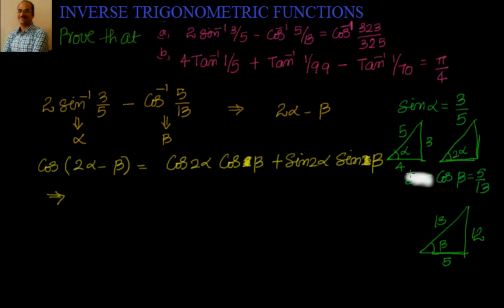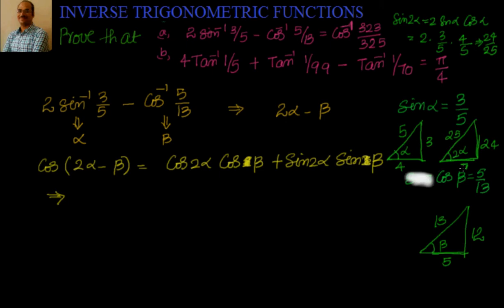Should I repeat that again? Sin 2 alpha is nothing but equal to 2 sin alpha cos alpha, that is 2 into sin alpha is 3 by 5, cos alpha is 4 by 5. So this is nothing but 24 by 25. So sin 2 alpha is 24 by 25. By Pythagoras you can find out that this is 7. Now we have all the data, whatever we needed we can go ahead and substitute.